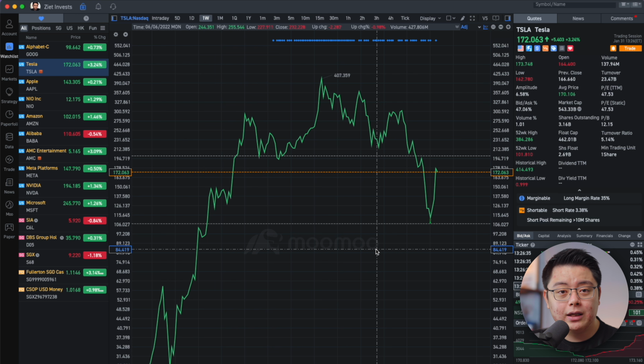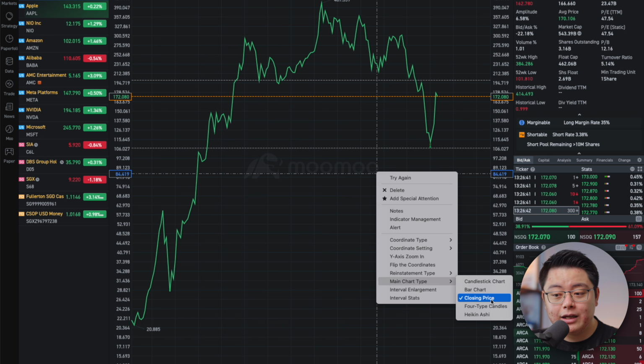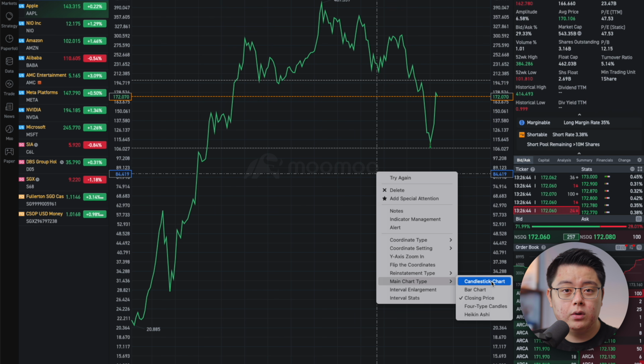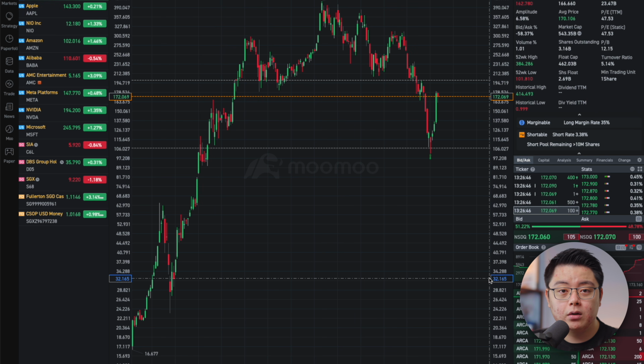So when you double click onto any stock quote, you will end up having this chart in the middle. Some of you might see lines and some of you might see candlesticks. That doesn't matter because everyone has different settings depending on what you have tweaked before. So very quickly, you can right click and go to main chart type and switch the chart type to the one that you want. Usually if you just want lines like this, just choose the closing price. But if you want to know a little bit more about candlestick charts, then obviously that will give you more information on the highs and lows of each day.